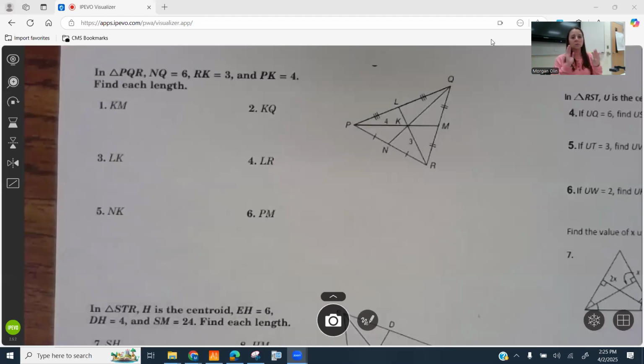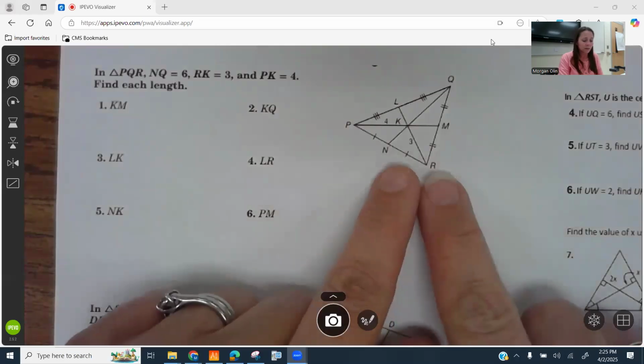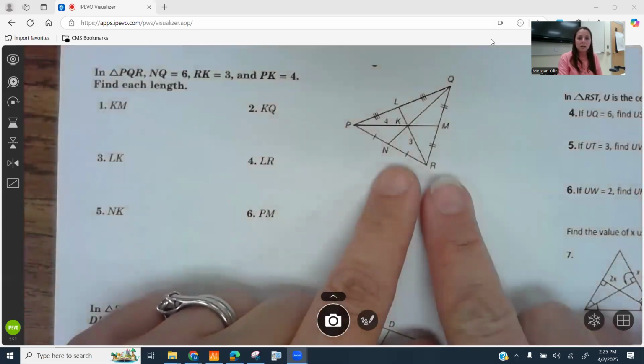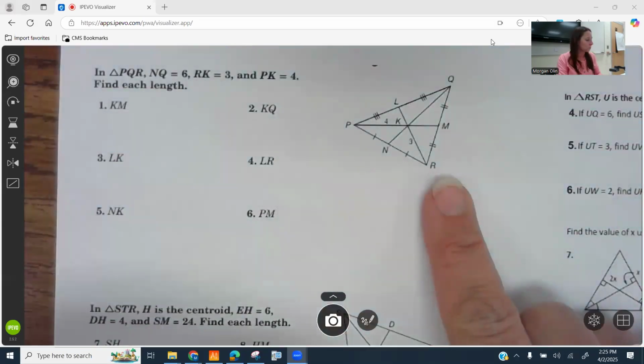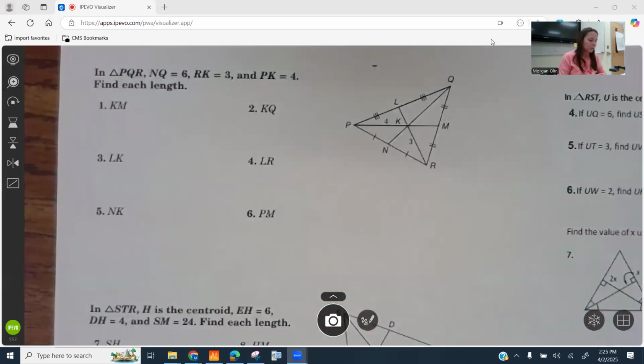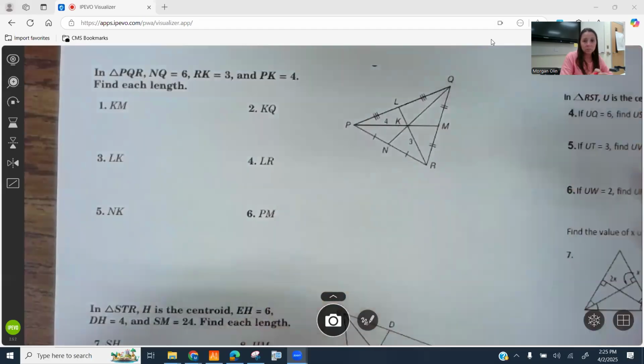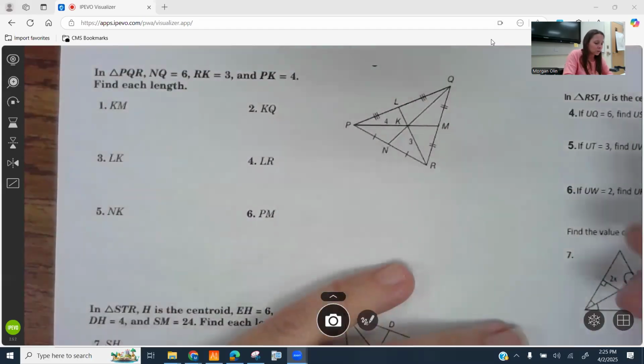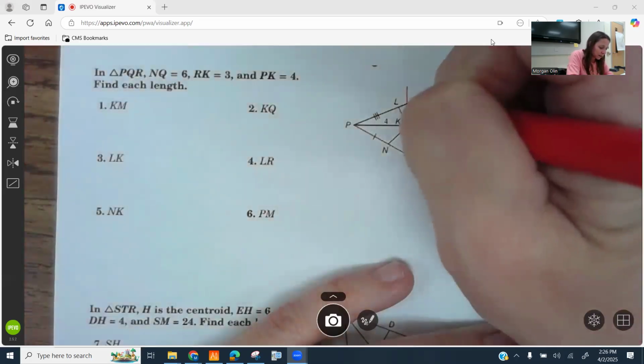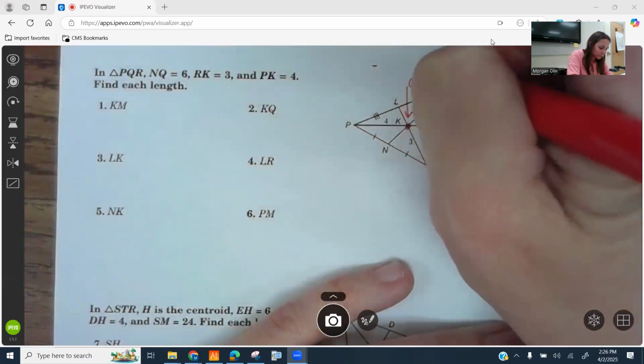Now, they do not tell us anything about this. They do not tell us what type of point of concurrency we have. All they do is give us this figure right here. Can you tell what type of point of concurrency? Go back to your chart. I noticed that coming from a vertex, and then these are equal. I don't see any right angles. I don't see any congruent angles. So therefore, each of these are medians, and this point is our centroid.